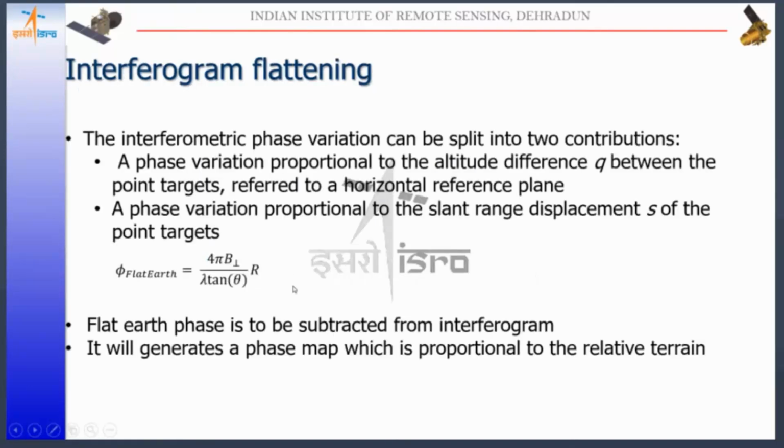So the first step is the interferogram generation. Then we will check the coherency. If the coherency is good, then we will do the interferogram flattening. What is that? The interferometric phase variation can be split into two contributions.